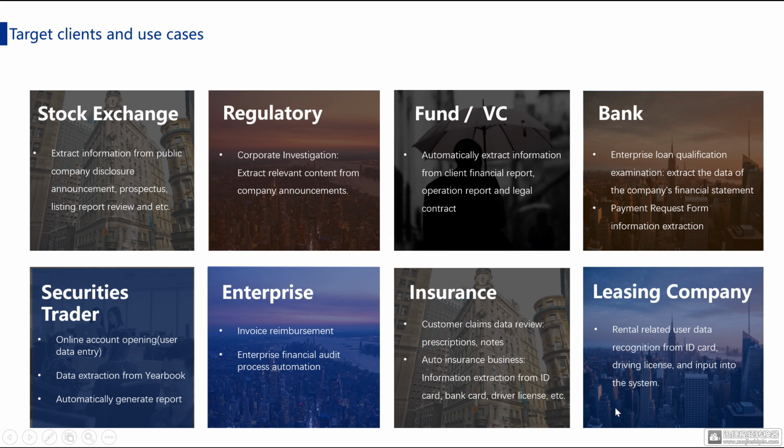Due to Everdroid's strong functionality and RPA's wide application scenarios, Everdroid could be applied to use cases in all industries, especially for finance firms. Everdroid could help stock exchanges extract information from public company disclosure announcements, automate the process of extracting information from client financial reports for funds and venture capitals, let banks have an easier life by extracting the data of the company's financial statements in the enterprise loan qualification examination process, and fully automate the process of invoice reimbursement and financial audit for every single enterprise.